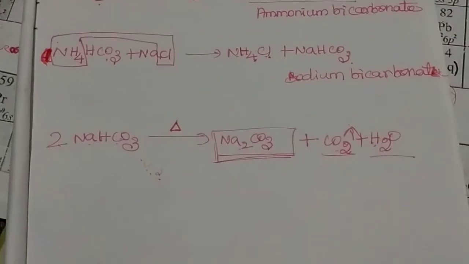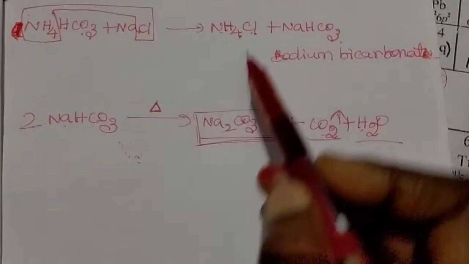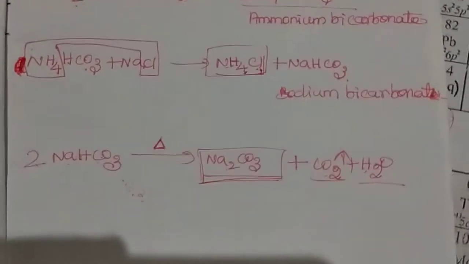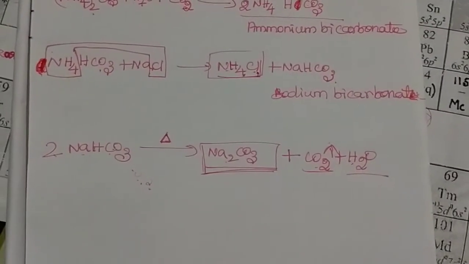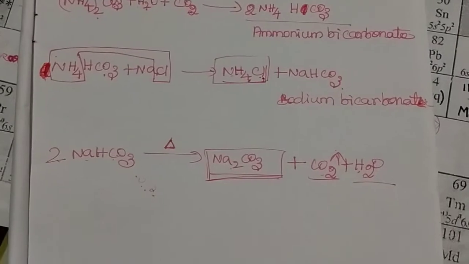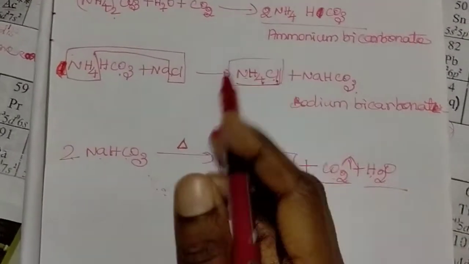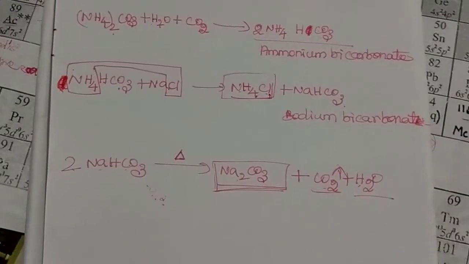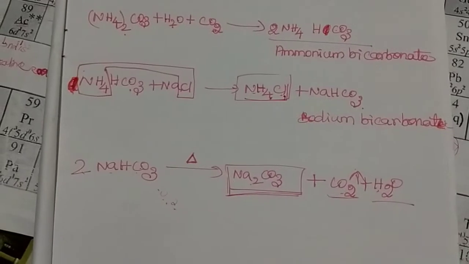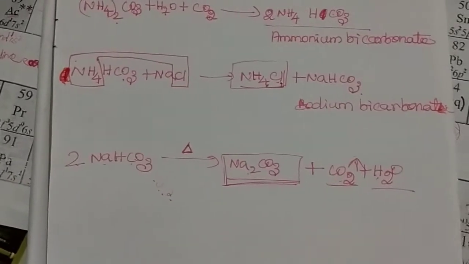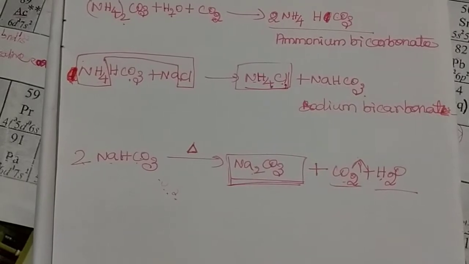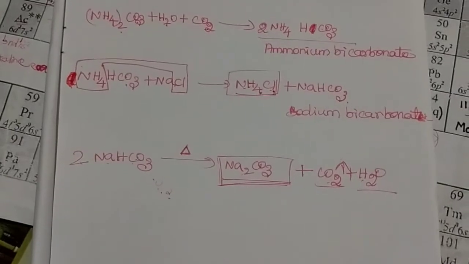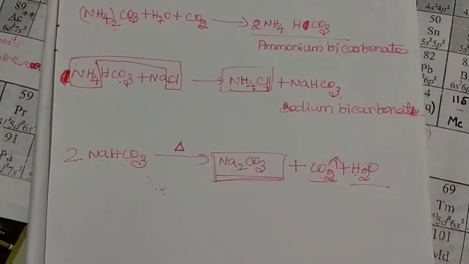In the third step we got one more product, that is ammonium chloride. The ammonium chloride is recovered, isolated from the solution, and treated with calcium hydroxide. Because of the reaction of ammonium chloride with calcium hydroxide, calcium chloride is produced as a byproduct, and ammonia is recovered.